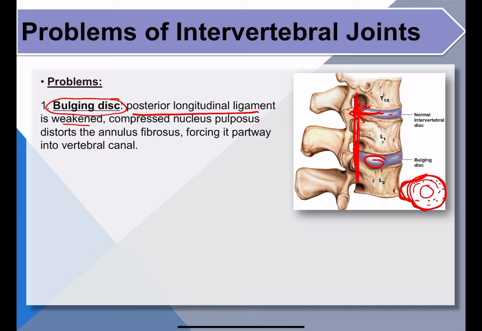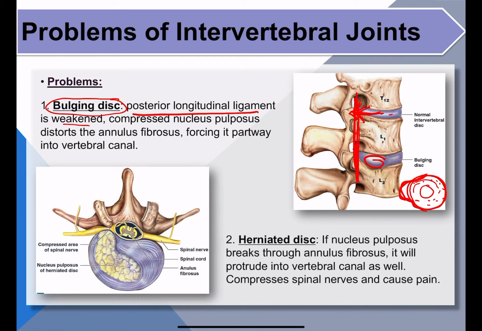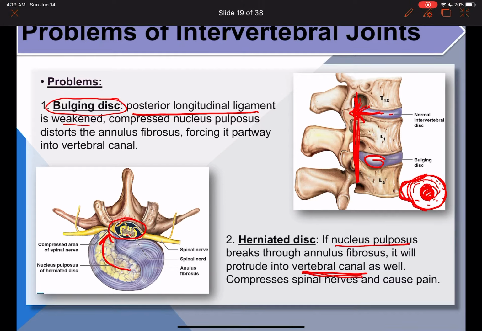Now, what's a more serious problem is when you have a herniated disc. This is when the nucleus pulposus, which is that center part of the intervertebral disc, also starts breaking through the annulus fibrosus area and protrudes into the vertebral canal. Now, the vertebral canal is where your spinal cord goes through. We'll go over that in chapter 13 when we talk about spinal cord and nerves.